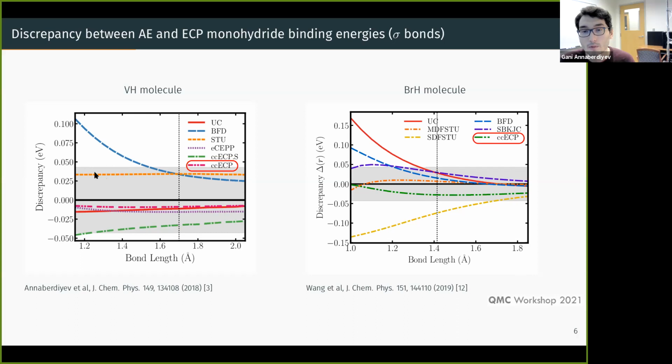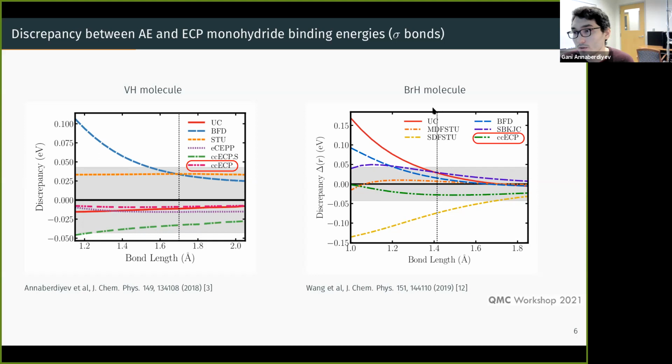The chemical accuracy is also shown in this gray region. That's roughly 0.043 eV. As you can see, some of the ECPs tend to either underbind or overbind, and the CCECP is very close to zero with minimal errors. A similar thing can be seen in the bromine hydride. Some of the older ECPs show this overbinding. Here, the uncorrelated core actually underbinds significantly near the compressed bond lengths. And the CCECP, throughout the whole range of bond lengths, is within the chemical accuracy.